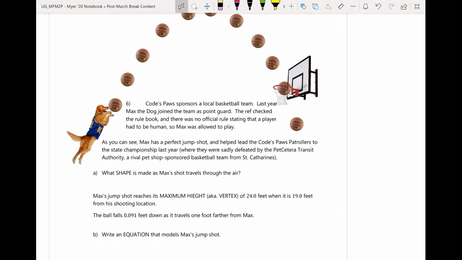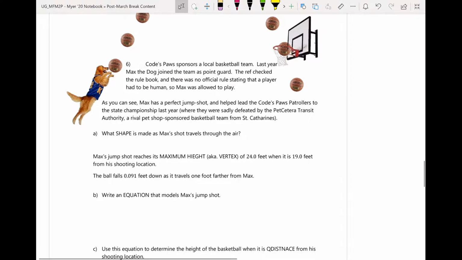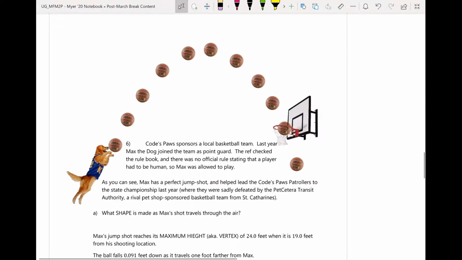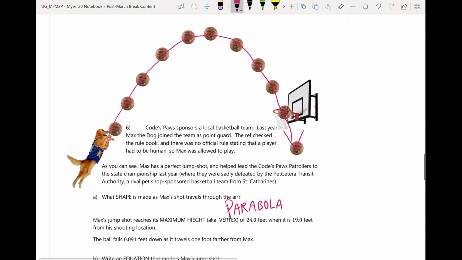Even though, anyway, they were sadly defeated by Pet Center Transit Authority, a rival from St. Catharines. So, what shape is made by Max's shot as it travels through the air? What shape is this? A parabola? Yeah, that's the easiest one, right? So this is obviously a parabola. Easy mark right there.